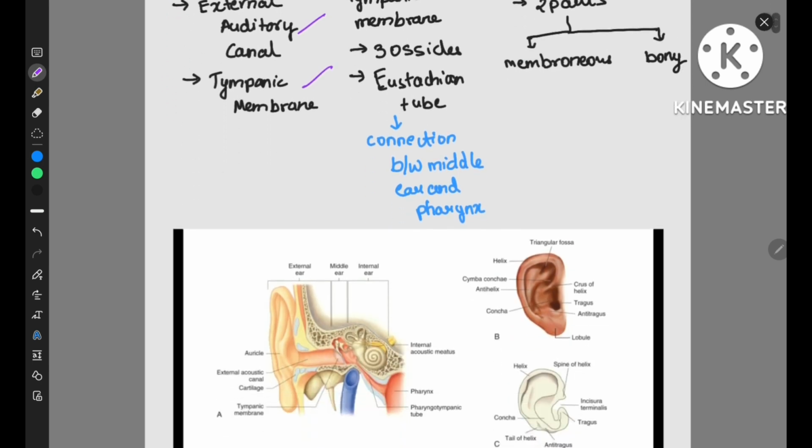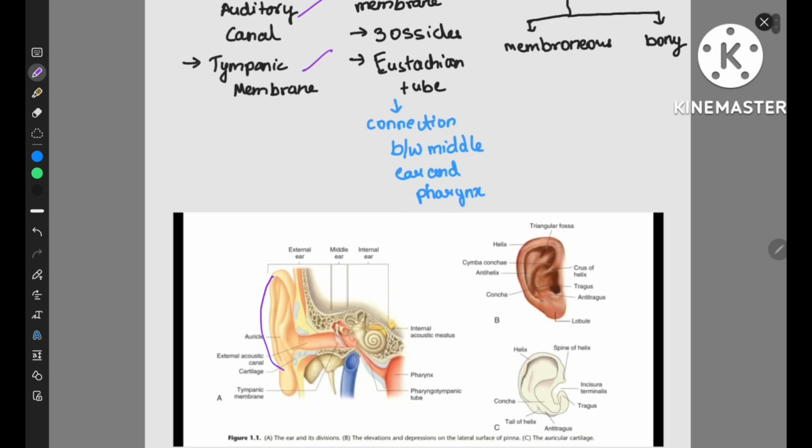Now let us look at the diagram. This is a pinna. This is the external acoustic canal or external auditory meatus. This is the tympanic membrane. Inner to it we find the middle ear. This is the middle ear, and we find the internal ear here.